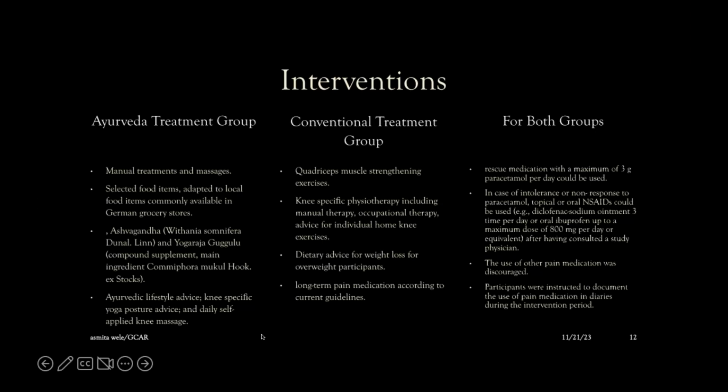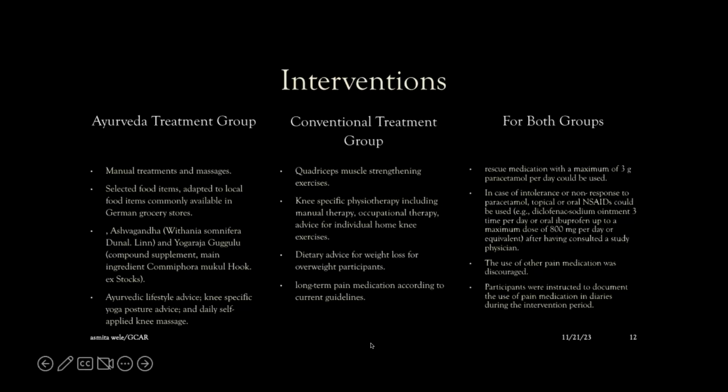Then there is ashwagandha, Withania somnifera, and Yogaraj Gugul. These were used as nutritional supplements, but for Ayurvedic people, these are the medicines. And Ayurvedic lifestyle advice, like specific yoga postures, they have used 6 or 7 yogasanas, and the patients were trained to do the correct postures and then daily self-applied knee massage.